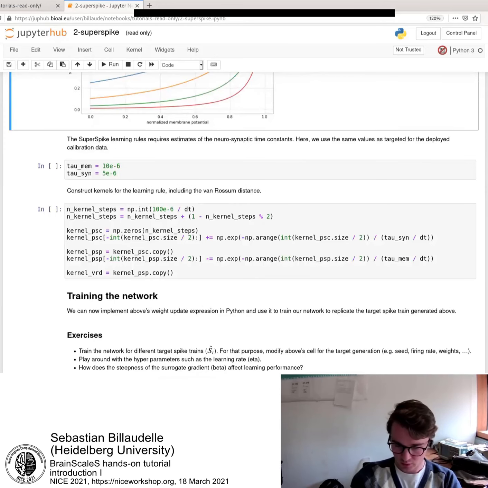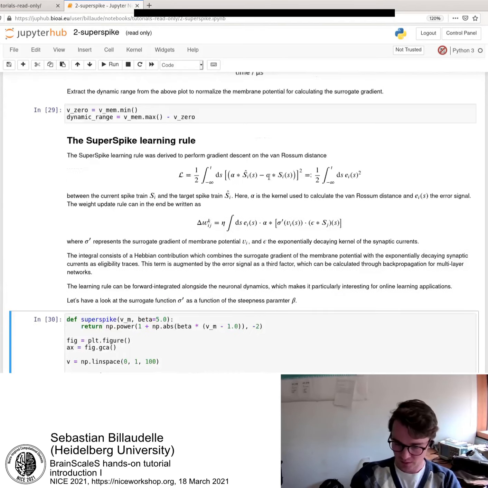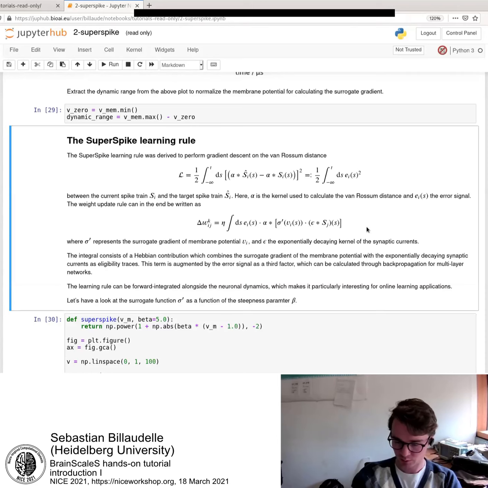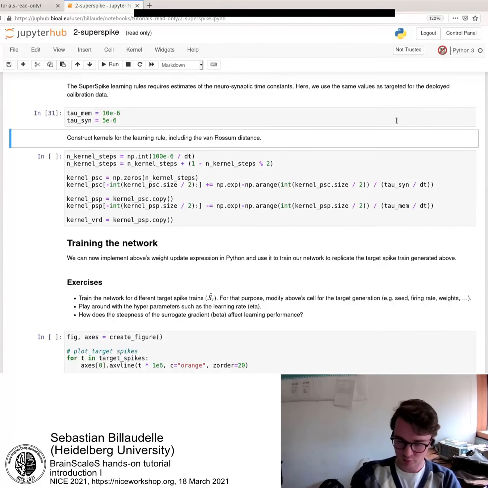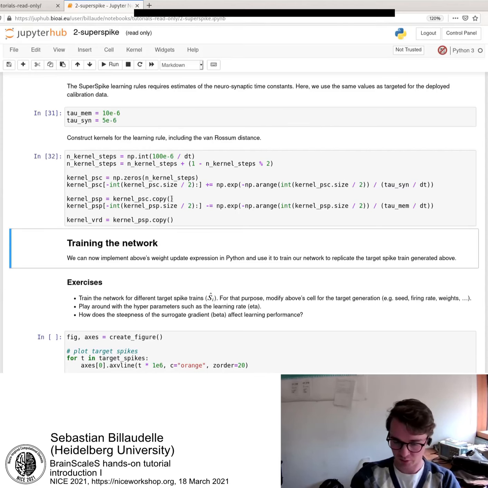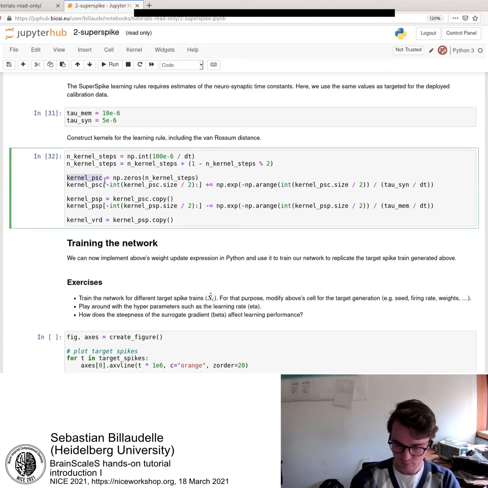So you have seen that this learning rule now involves a few kernels. The first one is this epsilon. It's the exponential decay of the synaptic currents, and then alpha, which would be the PSP shape, and also the kernel used in the van Rossum distance. And that we simply have to define. These membrane and synaptic time constants approximate what you get from the nightly calibration you have applied, and then you can construct these kernels. These are simply exponential. So this PSC kernel, postsynaptic current, is epsilon, basically. And that is the exponential decay, and alpha, the PSP, is the PSP kernel, the difference of exponentials.